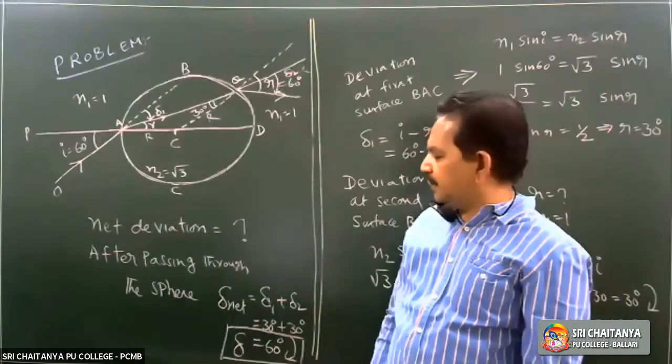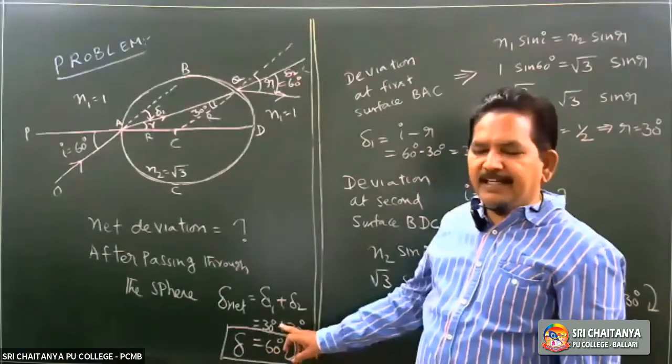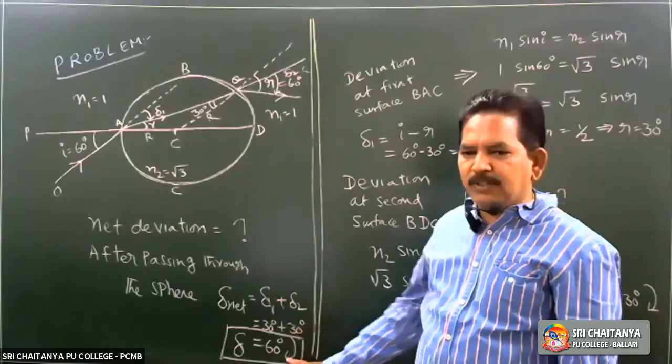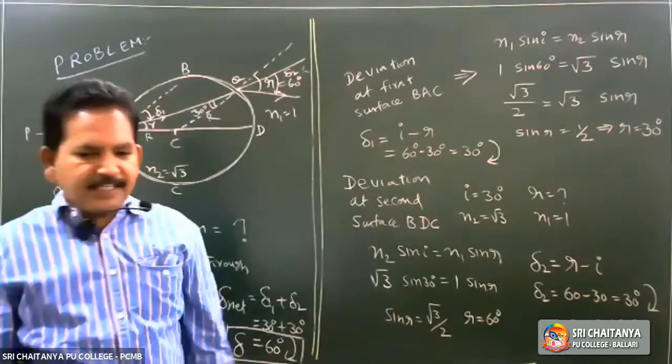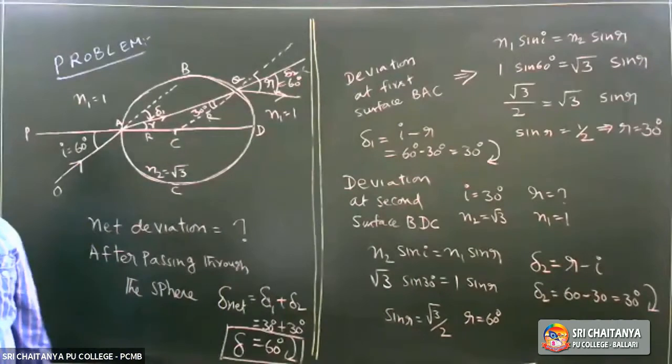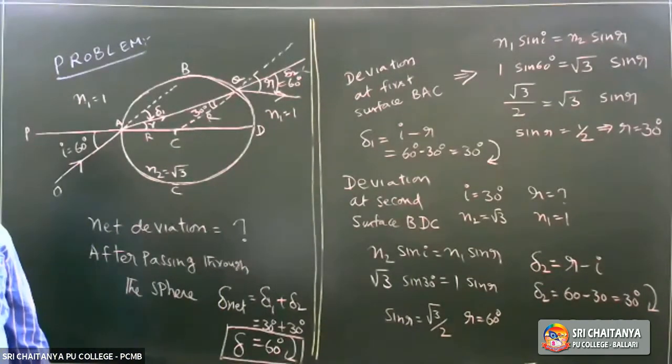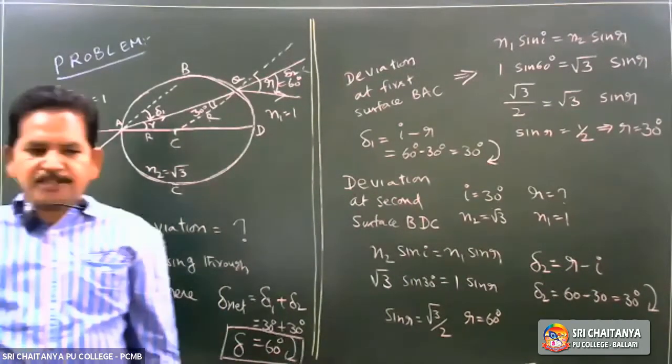Passing through the sphere, it is given by delta 1 plus delta 2. That is equal to 30 degrees plus 30 degrees, which is equal to 60 degrees. Come on, take it down. We will go to the next problem.